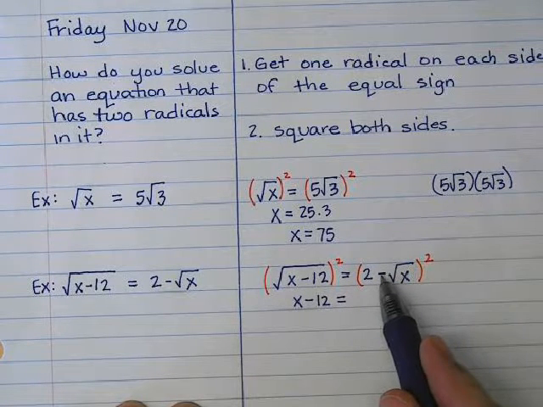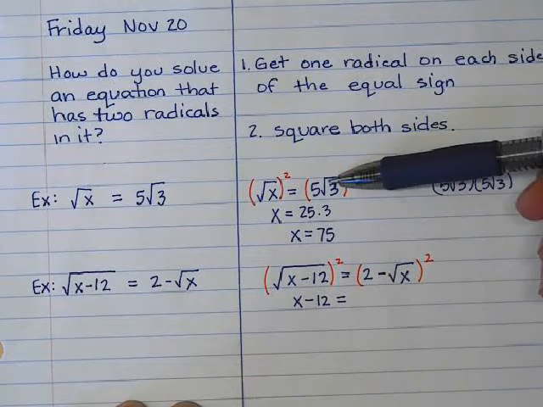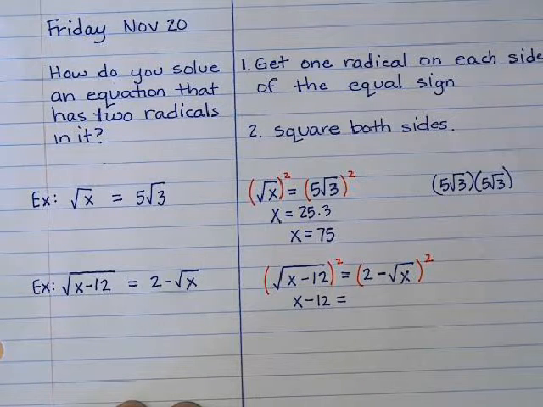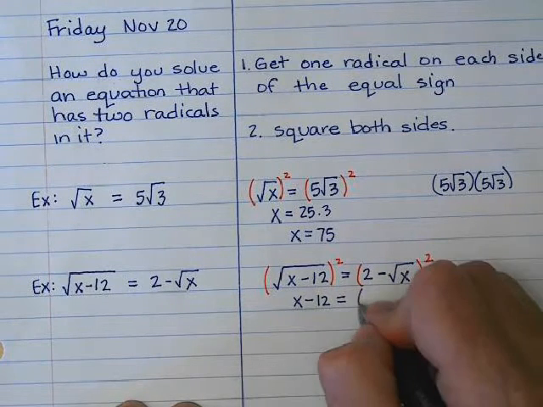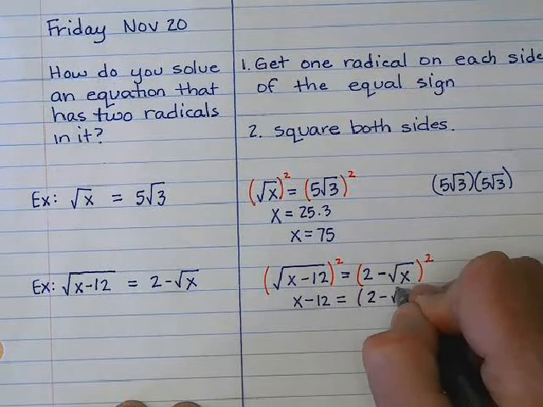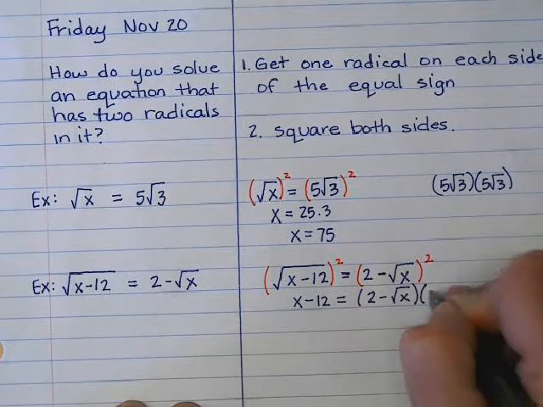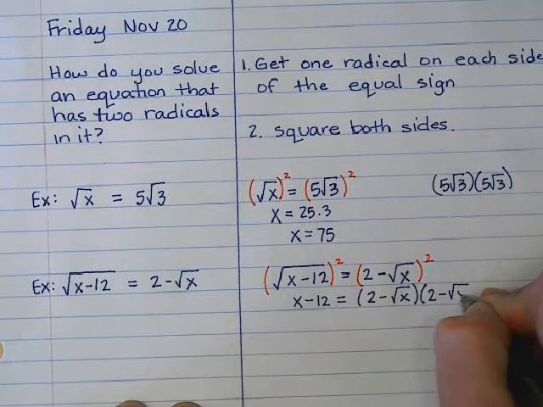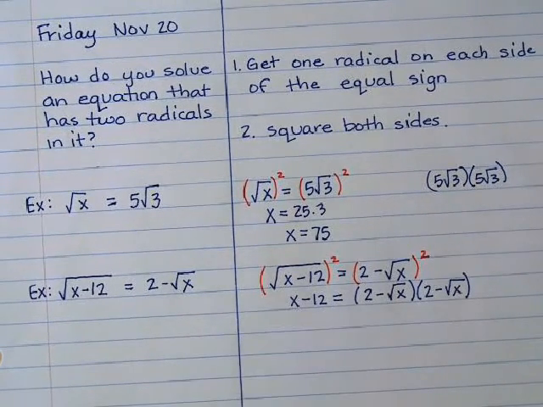This is a binomial. It's got a minus sign. See how that one didn't have a sign in the middle, and I just squared each piece? Since this has a sign, I have to write it like this. I want you to be really careful with that.